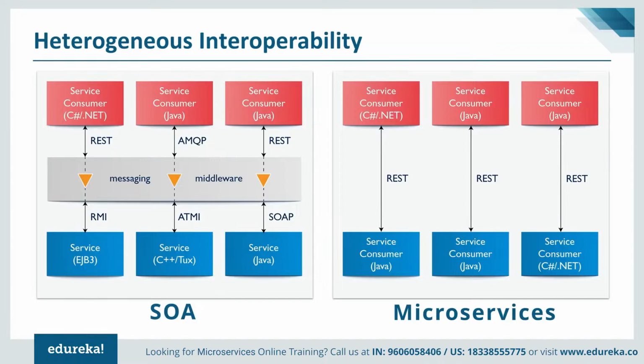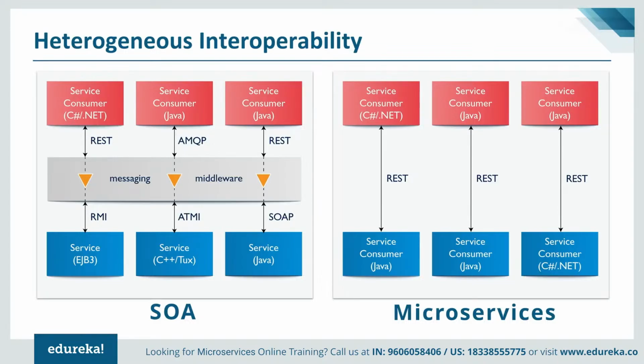But in the case of microservices, we do not have any broker here. The communication happens directly from application to application, even if they are in different programming languages, even if they are structurally different, and even if they are built on different platforms. So look at this. If you have a C# or a .NET application which is communicating with a Java application, how does it happen? It happens with the help of a REST API. There is direct communication between these two services.